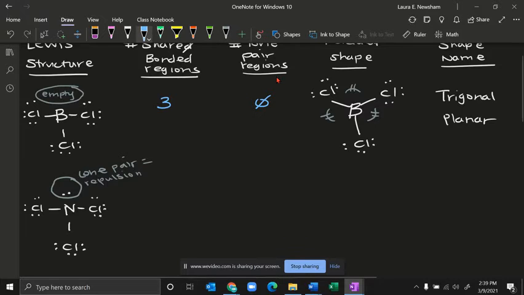So I still have 3 bonded regions, but I have 1 lone pair up here. So what is that going to do? That's going to cause repulsion. Like I said, it's going to push the chlorine down into a pyramid. So this shape is going to be pyramidal.